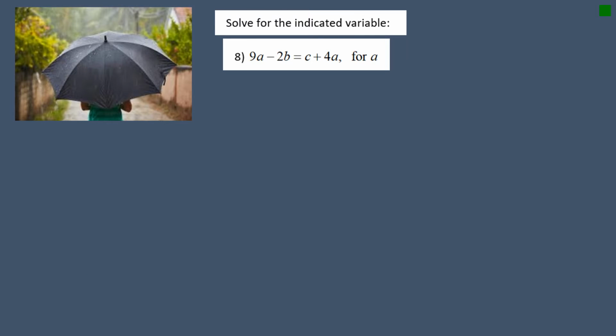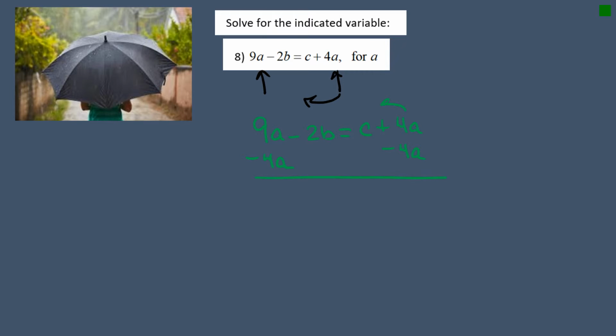Okay? All right, we're solving for A. Now this time I have to look. Oh, I don't know if this is going to work. There's an A there. There's an A there. If I have A's on each side of the equal sign, I've got to move one to one side, one to the other. I'm going to start by moving that A over there. Let's see if the green in his shirt shows up better than the black umbrella. Yep. So I have 9A minus 2B equals C plus 4A. To move this 4A over there, I have to subtract 4A.